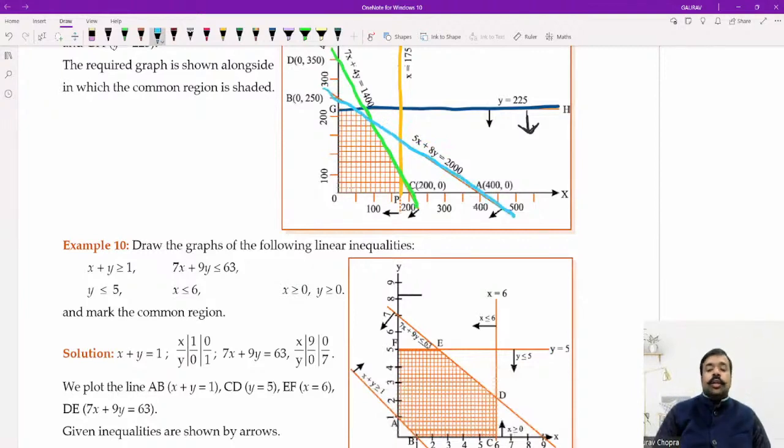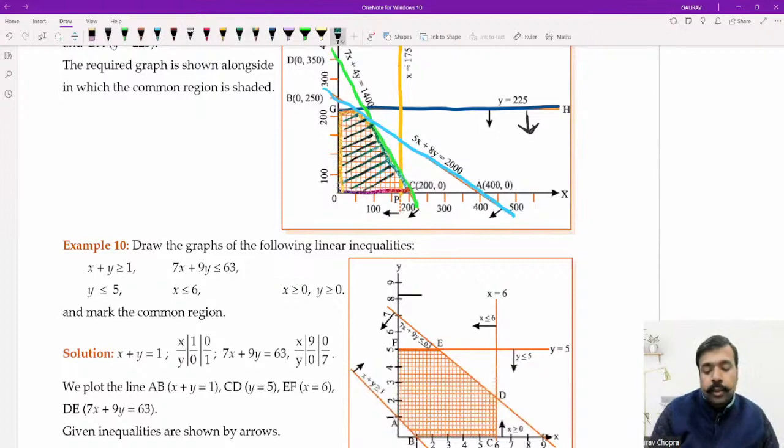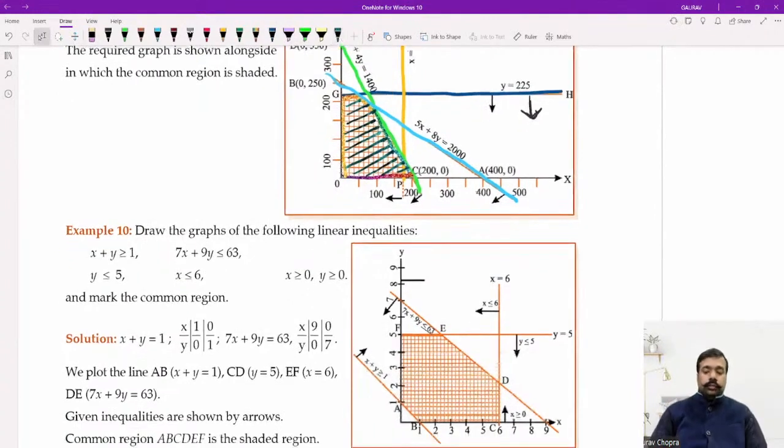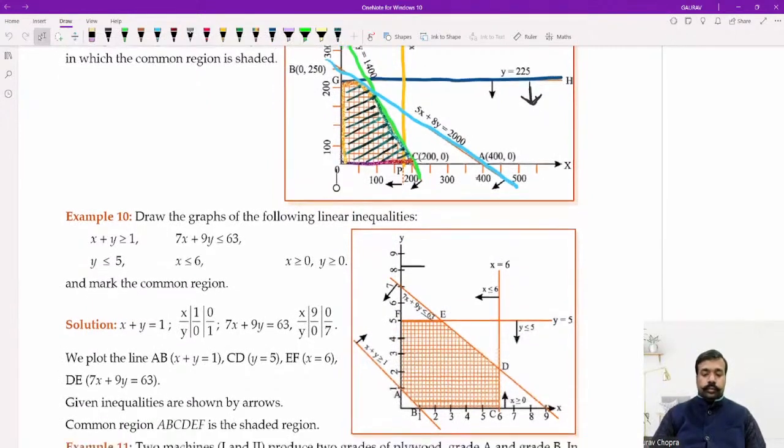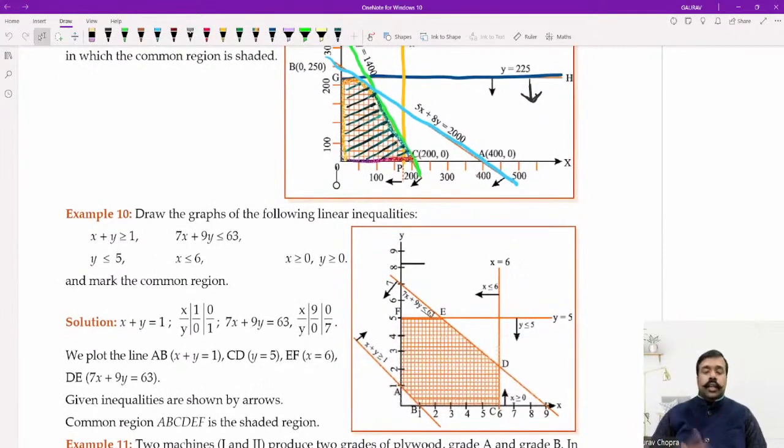All the equations will have the common area towards the origin. So let us check the common area. So it will be this one. We can mark here. So this is the common area which we have marked here, because all are moving towards the origin. All right. So we can understand clearly in this manner.